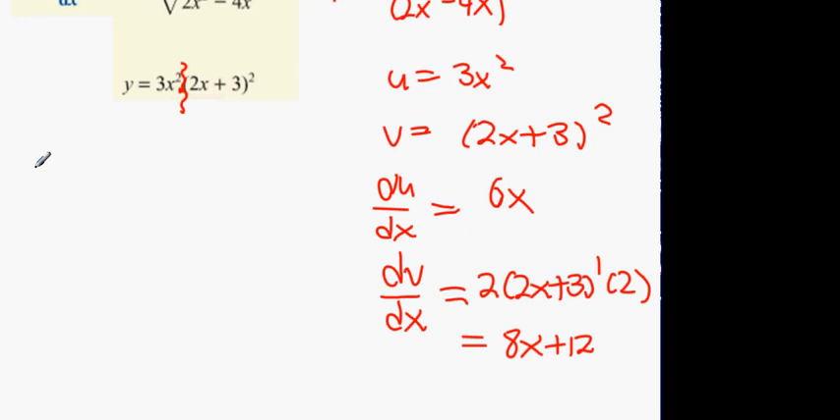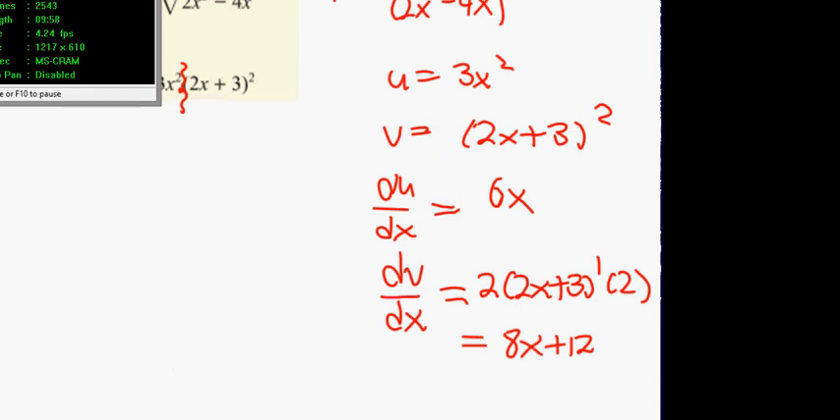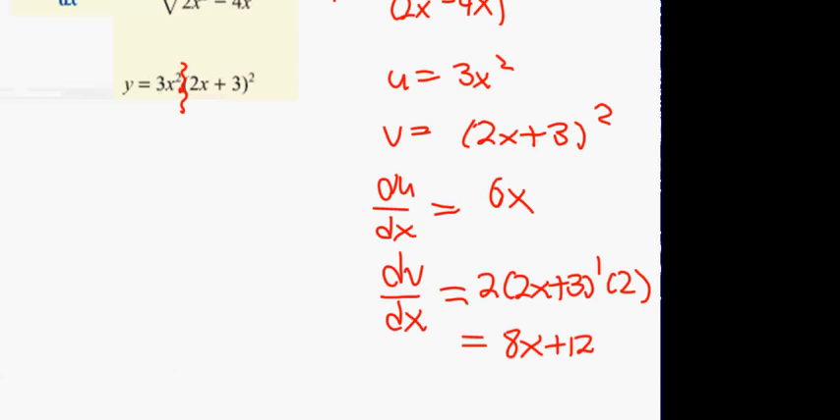go for your product rule, okay? Okay guys, so what you do get is this: dy/dx ends up to be u dv/dx plus v du/dx.